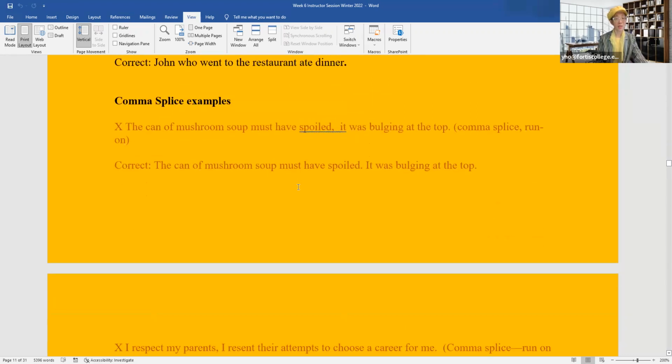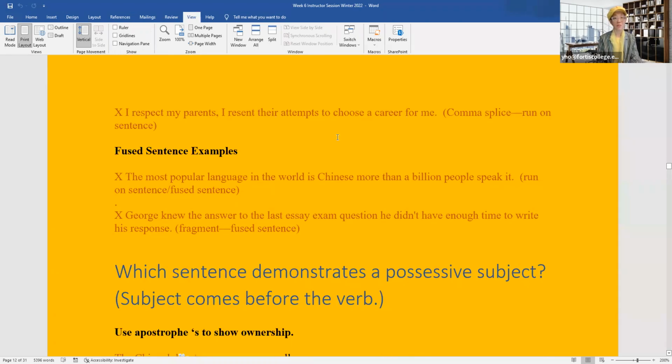Here are some examples of comma splices in your quiz. The can of mushroom soup must have spoiled, comma, it was bulging at the top. So here you can fix this by putting a period, and then you have to capitalize: It was bulging. So this is correct. Here you have an unnecessary comma. I respect my parents, comma, I resent their attempts to choose a career for me. And so here, this is incorrect because it has an unnecessary comma. So this is a comma splice.